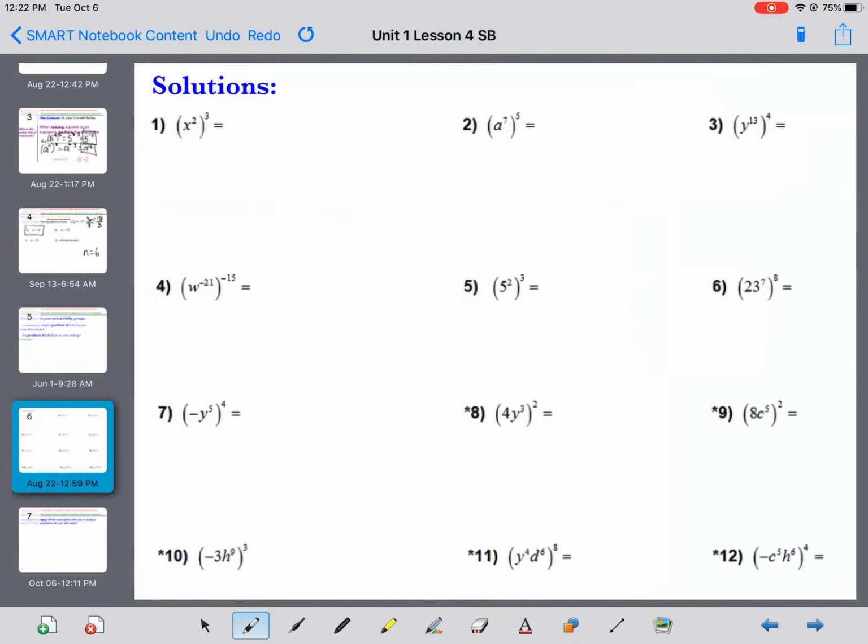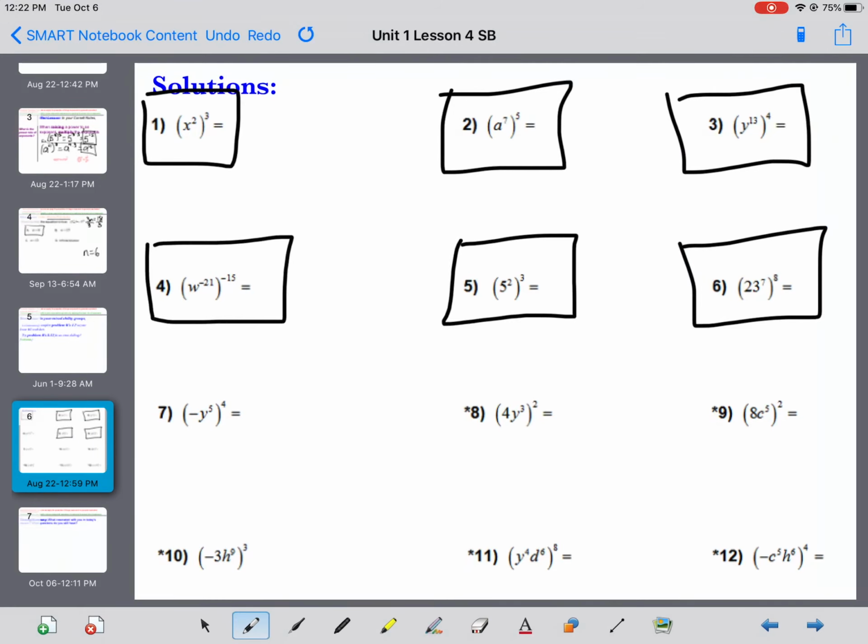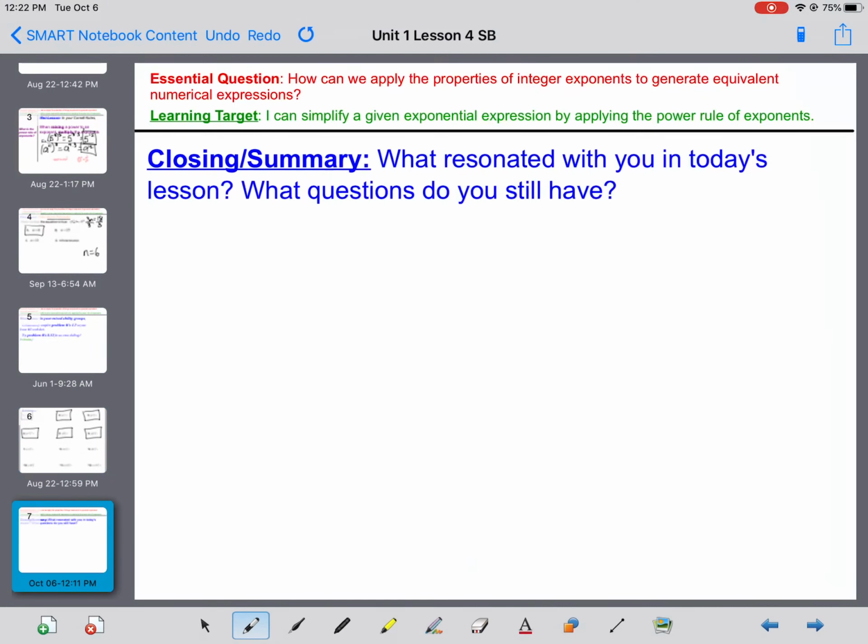For work time, we are going to copy down questions 1 through 6, so the ones that I boxed in. There's going to be 6 problems we're going to work on. Work on those 6 problems, pause this video and copy down those 6 problems in your work time section. And then your closing is your usual closing summary.